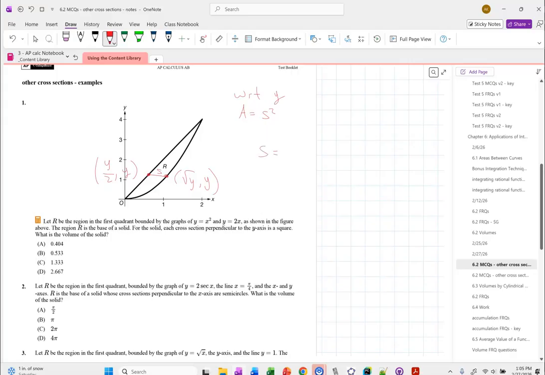Okay, so what is S going to equal? The right-hand function minus the left-hand function. Is everybody okay there? So my area then is going to be y to the 1/2 minus y over 2 squared. Okay there. So my volume is going to be the integral of y to the 1/2 minus y over 2 squared dy. And because we're integrating with respect to y, we start our slicing at y equals 0, and we end it at y equals 4. Everybody okay? That's our setup.